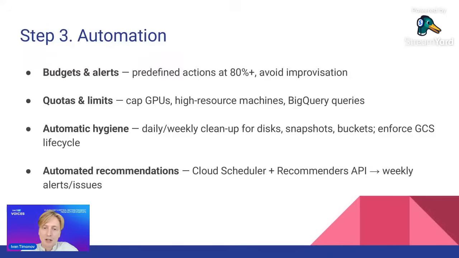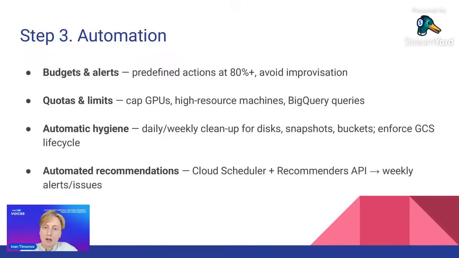Quotas and limits. Put upper bounds where costs can explode, like GPU count per project, high resource machine types, or BigQuery limits. This is not about blocking growth, it's an insurance against accidental escalations. Small teams often underestimate quotas, but they save money when several projects run in parallel.